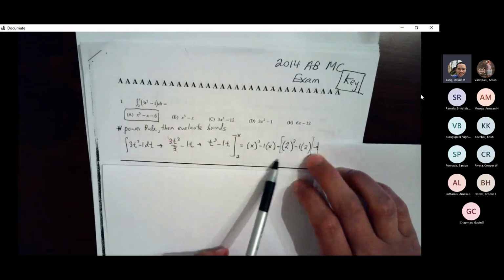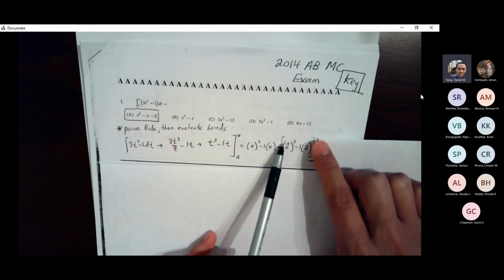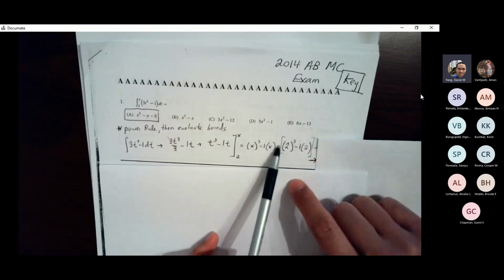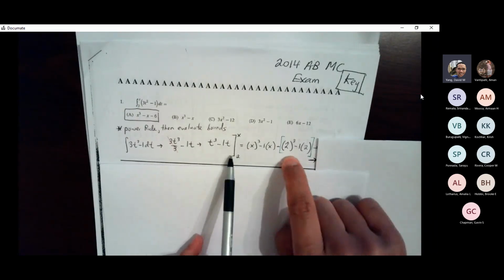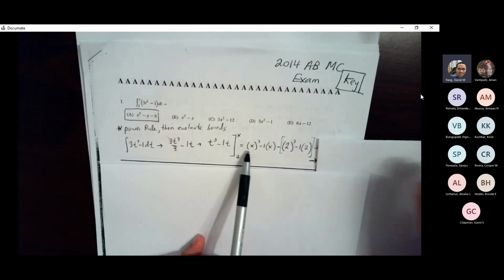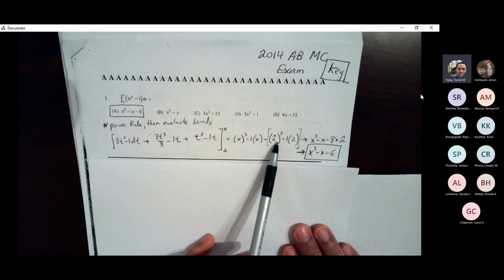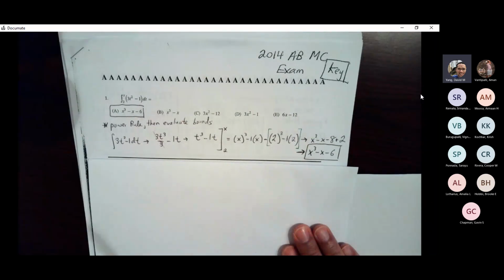It's a good thing to remember that anytime we're doing upper minus lower bound, if there are multiple terms, the lower bound is going to have to be protected with a set of parentheses so that we don't forget about the negative that has to distribute through the parentheses. So lower bound, 2 inserts for t, 2 cubed minus 1 times 2. And now we're just trying to clean this up here. So x cubed minus x minus 8 plus 2. And the constants combine to be negative 6.